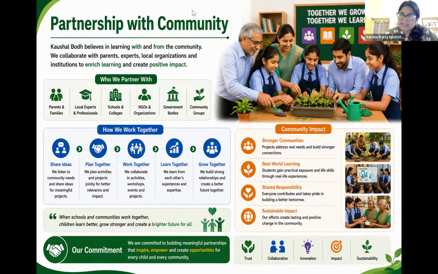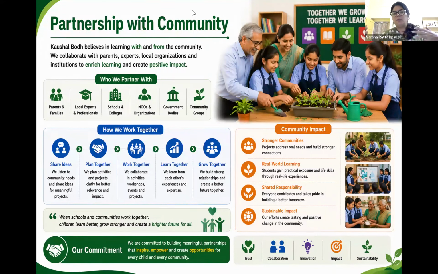So your parents, their families, your local experts and professionals, the schools and colleges besides you, the NGOs and organizations in your vicinity, the government bodies and the community groups in your vicinity are also part of Kaushal Bodh. You can bring them in or take your children there to get them hands-on experience of the work that they're doing.